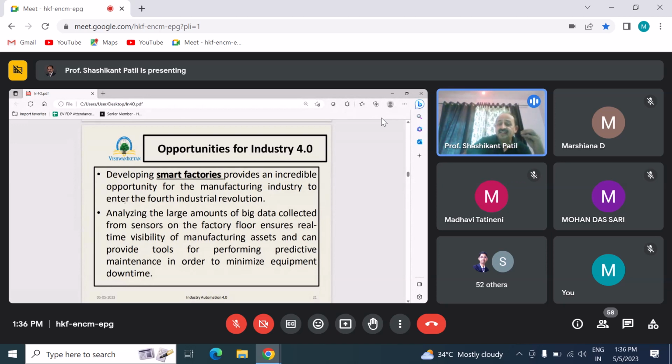Then analyzing the large amounts of big data collected from sensors on the factory floor ensures real-time visibility. Means you can supervise, monitor, and regularize. See, why do we want to monitor? Let us consider any plant. That plant may have thousands of parameters: boiler pressure, fluid flow, chemical flow, humidity, temperature, manufacturing. How many products are manufactured? So you need to monitor at least 100 to 1,000 parameters. You may need 1,000 sensors also.